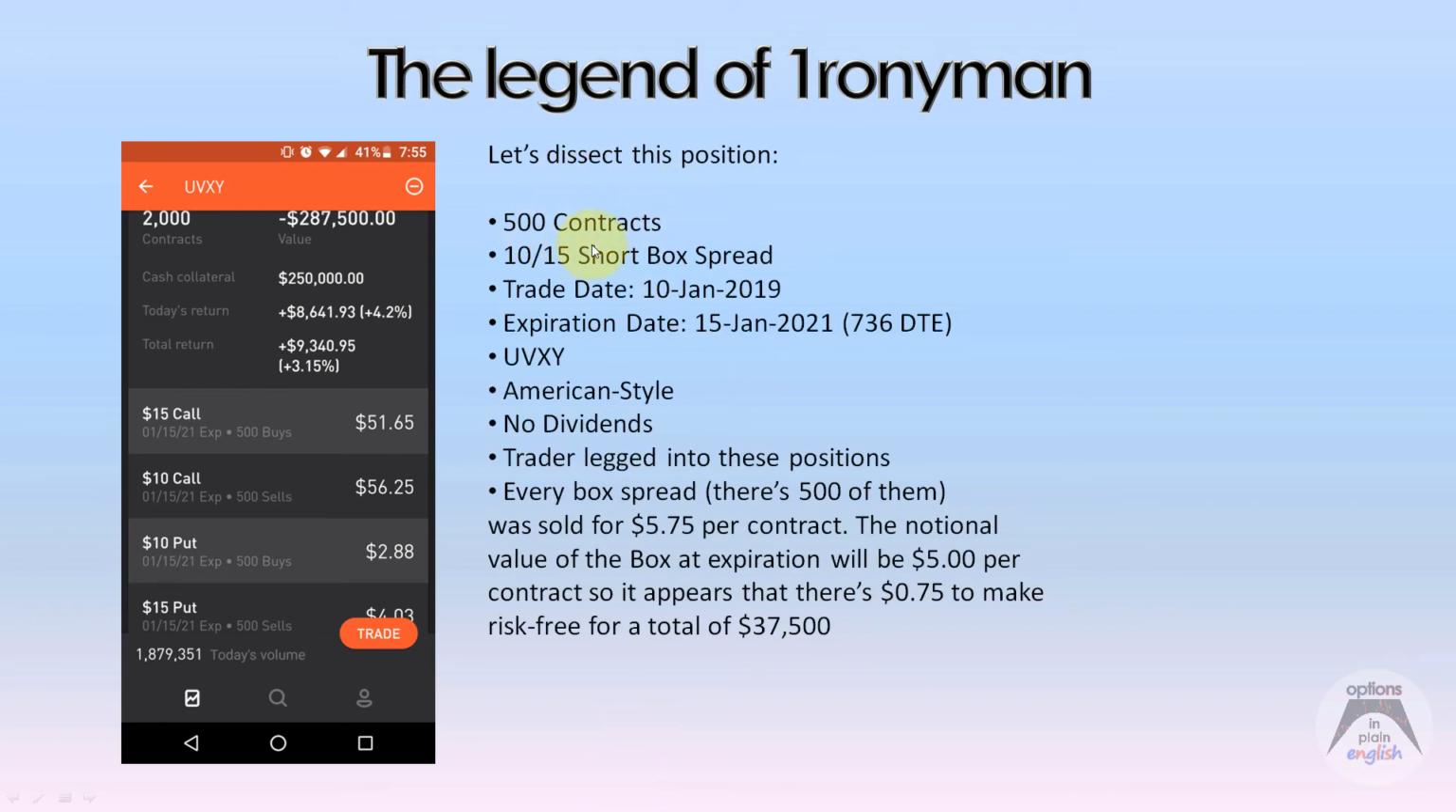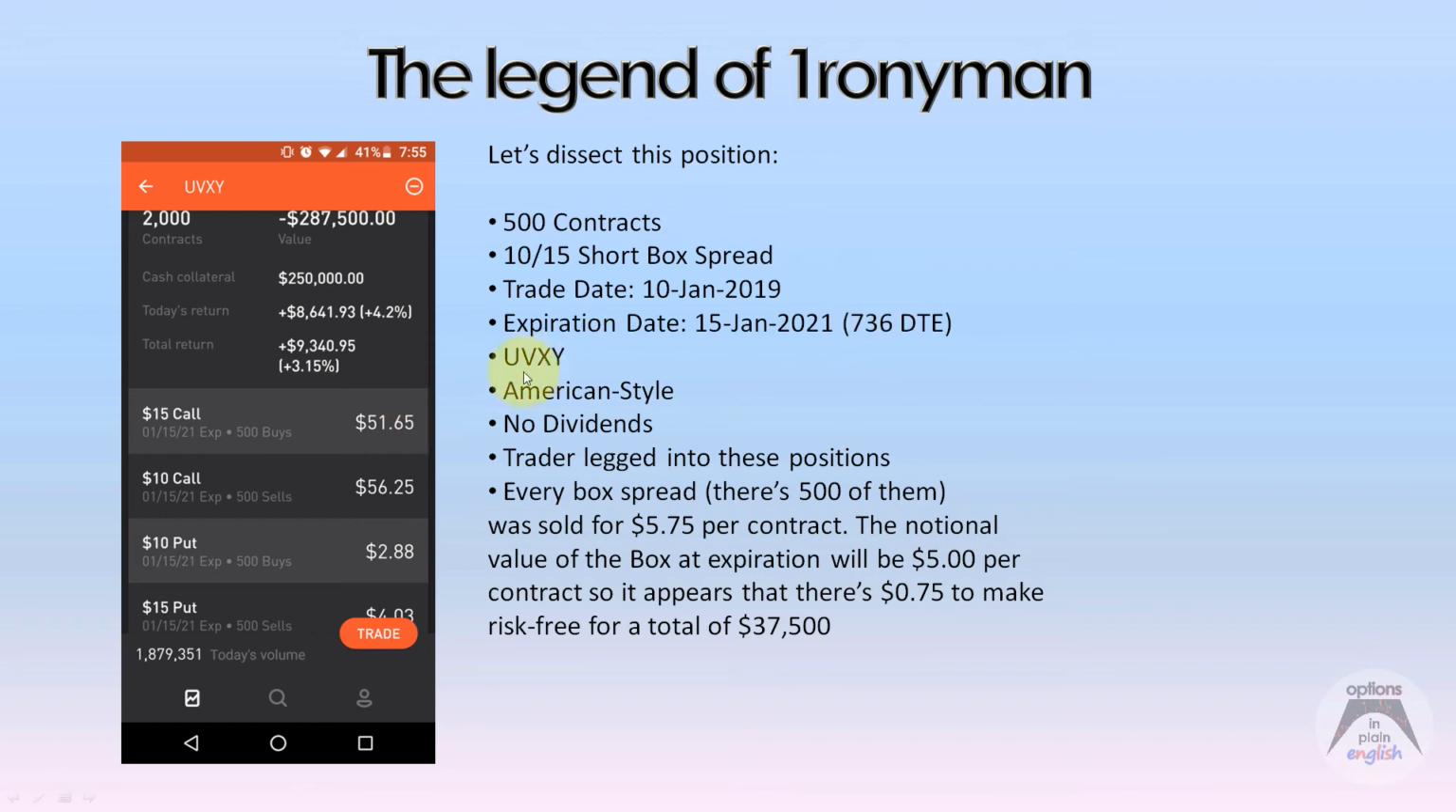We have 500 contracts of the 10-15 short box spread. The trade date was the 10th of January of 2019. The expiration date was the 15th of January 2021. So this trade is going to be on for 736 days until it expires. Okay, so it's quite a long-term trade. So it's 2 years.